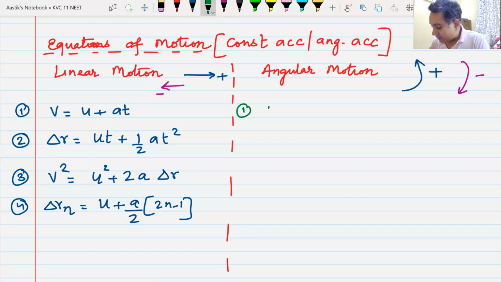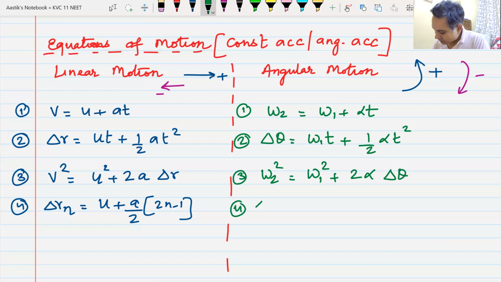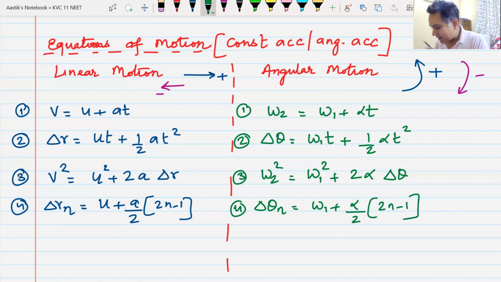The first equation is omega 2 equals omega 1 plus alpha t. The second equation, delta theta equals omega 1 t plus half alpha t square. Equation number 3, omega 2 square equals omega 1 square plus 2 times alpha into delta theta. Equation number 4, angular displacement in the nth second equals omega 1 plus alpha by 2 into (2n minus 1). Do we understand this, everyone? Yes or no?